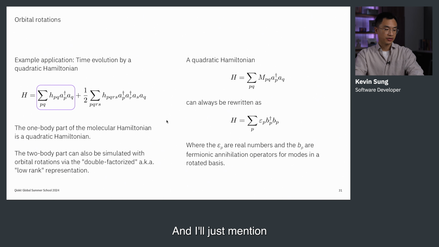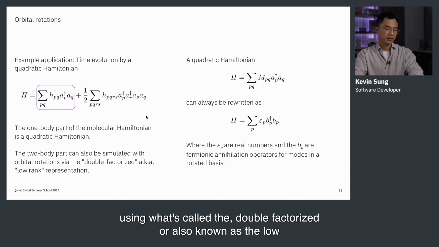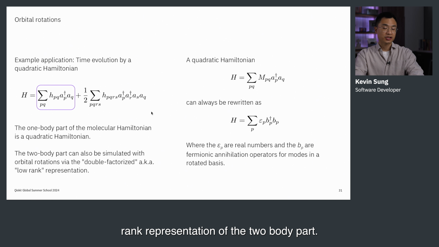And I'll just mention really quickly that it turns out the two-body part can also be simulated with orbital rotations using what's called the double factorized, also known as the low rank representation of the two-body part.